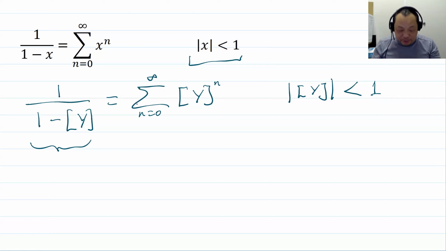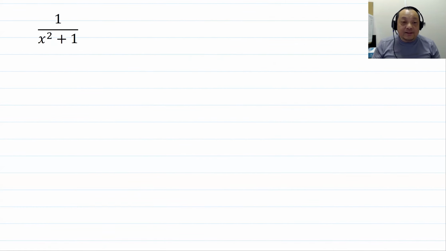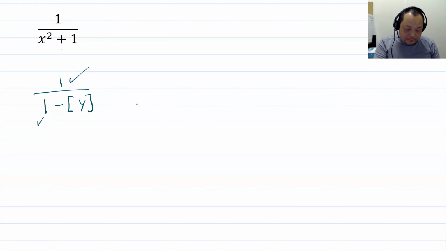So let me show you some examples. Let's take 1 over x squared plus 1. How can we write 1 over x squared plus 1 in the form of 1 divided by 1 minus some quantity y? Okay, I got the right numerator. I got a 1. And this is a minus, and I don't have a minus, so I have to just create one.